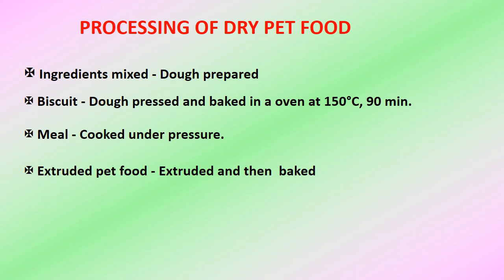Firstly, all the ingredients should be collected as per formulation and made into a dough. Then they can be given shape by pressing, like biscuits and different shapes, and then baked in a hot air oven at about 150 degrees Celsius for 90 minutes. In the case of meal, it is cooked under pressure. In the case of extruded pet food, these ingredients are mixed together, mixed automatically, and extruded, and during the extrusion process at high temperature it gets cooked or baked. So simultaneously everything is done: heating, cooking, and drying by expansion.